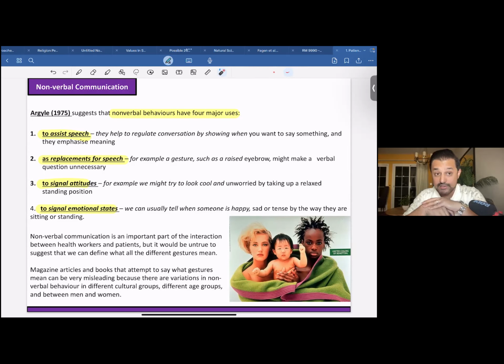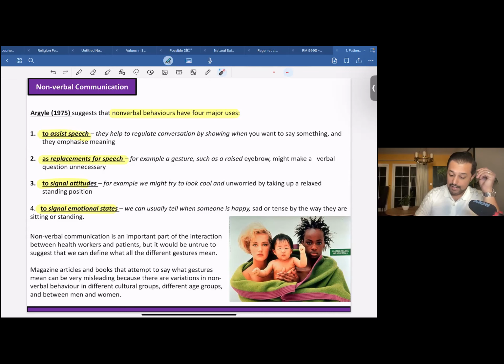Yes, I am aware of this reference that I just tried explaining to you all by Argyle in 1975. This is not mentioned in the syllabus. If it's not mentioned in the syllabus, you cannot be questioned on this. Nonetheless, the knowledge that you gain from this could always be put to use when you're writing answers.